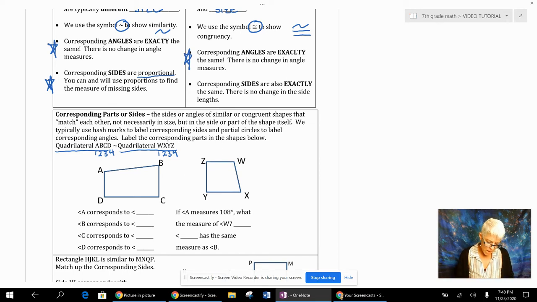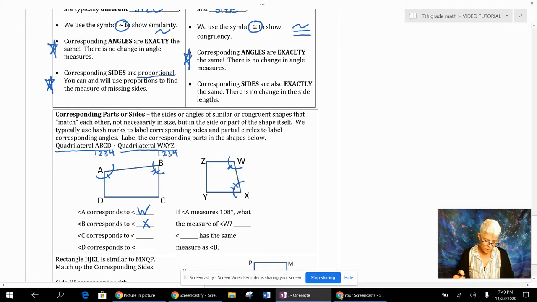So if you look, A is going to match with W. So I'm going to write it down here because it's the first question. I'm going to put a little line on that half circle that I made for A, and I'm going to find the W, and I'm going to do the same exact thing, and that tells me that they go together. Now I'm going to do it for the next angle. It's B. For B, I'm going to put two little lines, and B matches up with X, and so I'm going to find X, and I'm going to put two little lines.